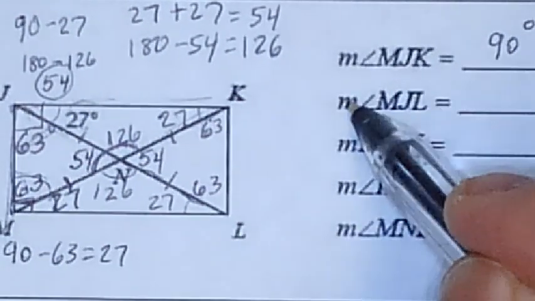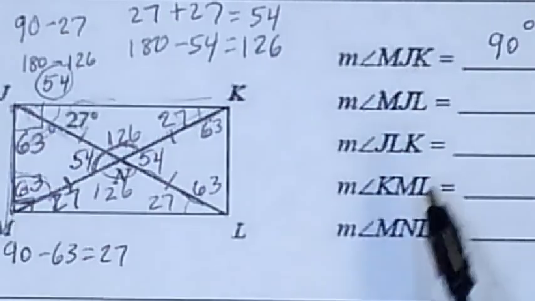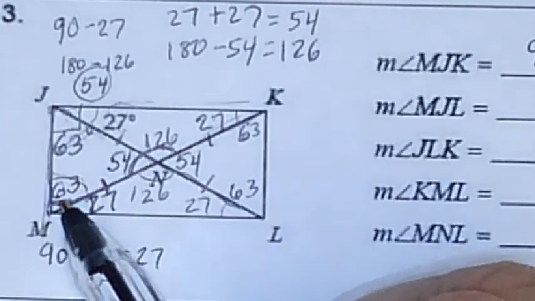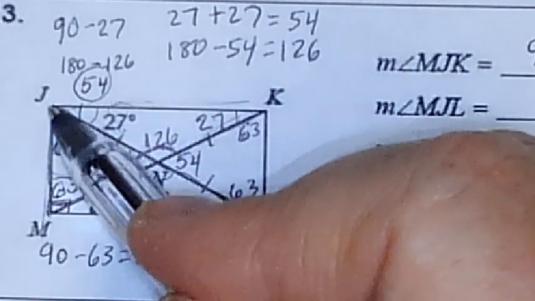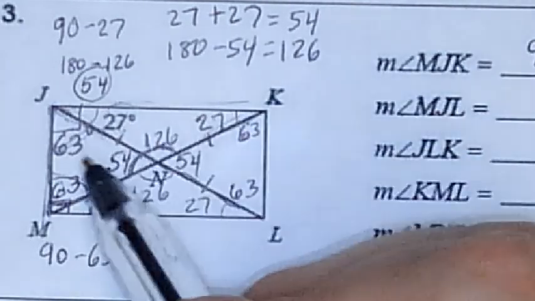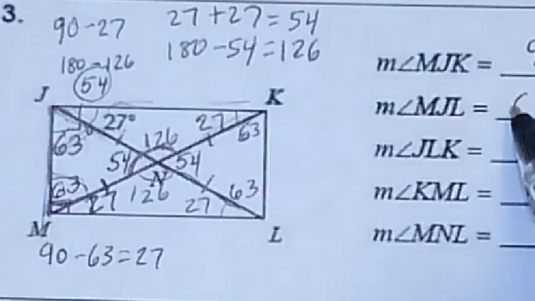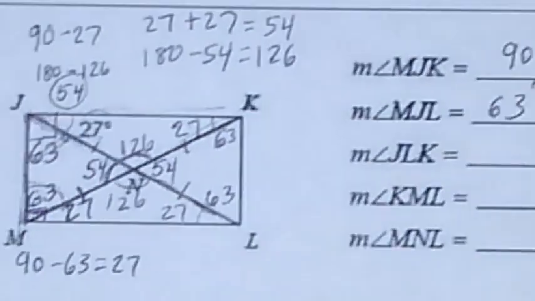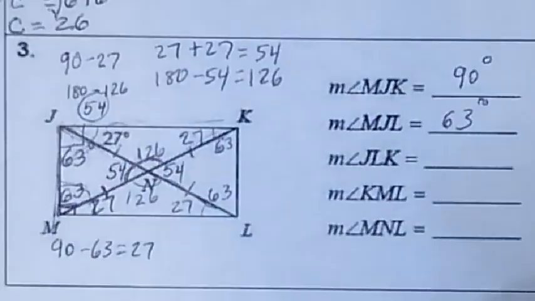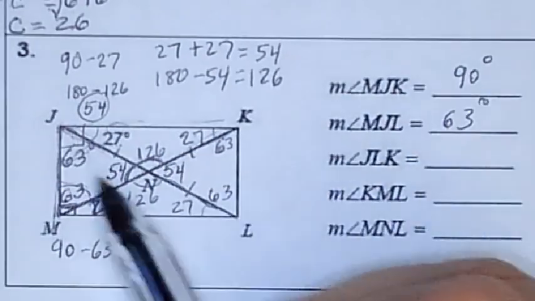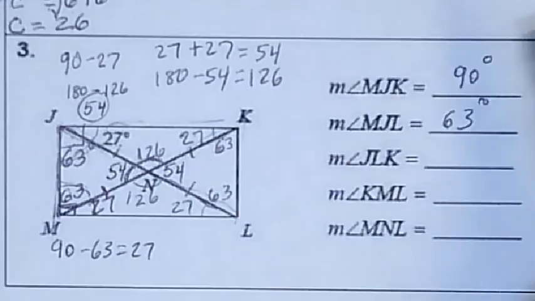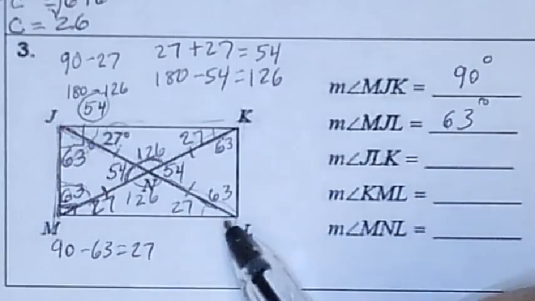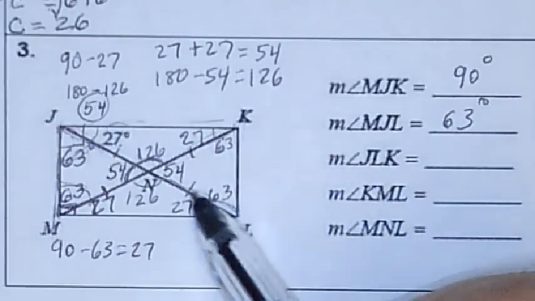Next, they're looking for the measure of angle MJL. If you don't know where MJL is, you start at M, go to J, and then go straight down to L. So it's from here to here and here to here. So let's look at the angle that it's showing me. 63. Perfect. How about JLK? Well, you start at J, go to L, and go to K. So this is from J to L, and then from L to K. What angle's in between there? You got it, 63.